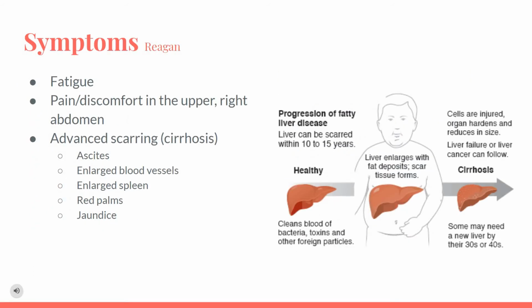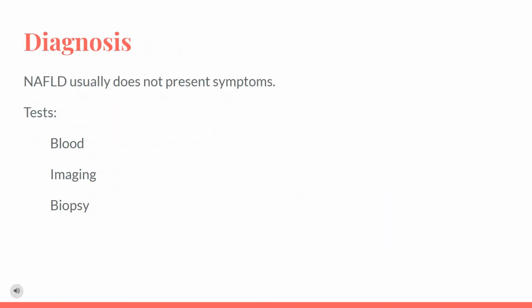There are not many specific signs or symptoms of non-alcoholic fatty liver disease. A patient may have fatigue or discomfort in the upper right abdomen where the liver lies. In extreme cases of psoriasis, there may be abdominal swelling called ascites, enlarged blood vessels just beneath the skin surface, an enlarged spleen, red palms, or jaundice. Non-alcoholic fatty liver disease generally presents no symptoms in patients. Usually the first indication that a patient may have non-alcoholic fatty liver disease is abnormalities which show up during testing for other diseases. To confirm a patient has non-alcoholic fatty liver disease, a doctor may use blood tests, imaging, or in rare cases, a liver biopsy.